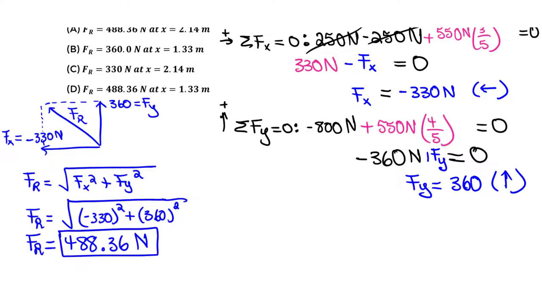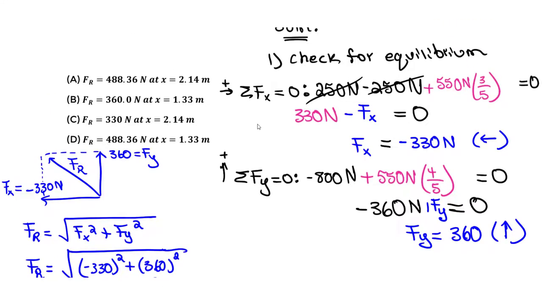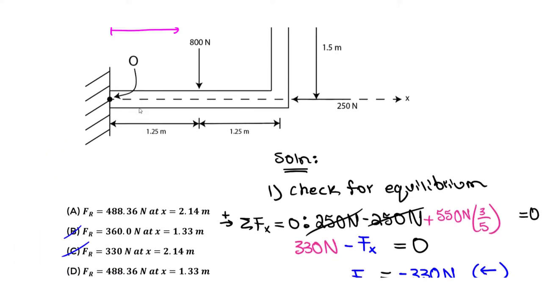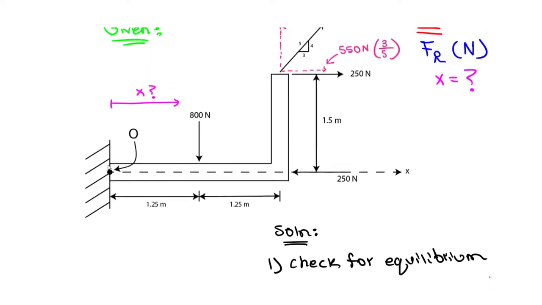So we did the first part. Now going back here, we can take these out, right? Make sure you do that on the FE, eliminate the ones that you can eliminate. It's B and C. So we have two left, A and D. So which one is it? Now to solve for the second part, we have to find where this has to be located with respect to point O. So simply, all you do is take the moment about O.